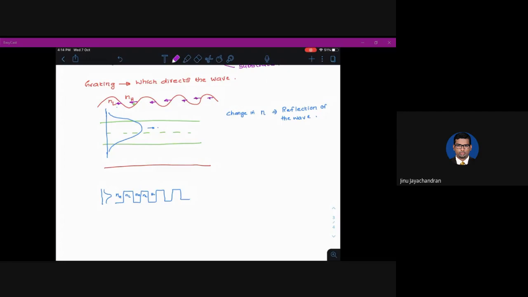Now all the reflected waves might not be able to sustain in this semiconductor. The reflected waves that survive are those whose wavelength, the de Broglie wavelength lambda b, is equal to 2n times capital lambda, where capital lambda is the distance between one same phase of the grating, from one end to the other end.